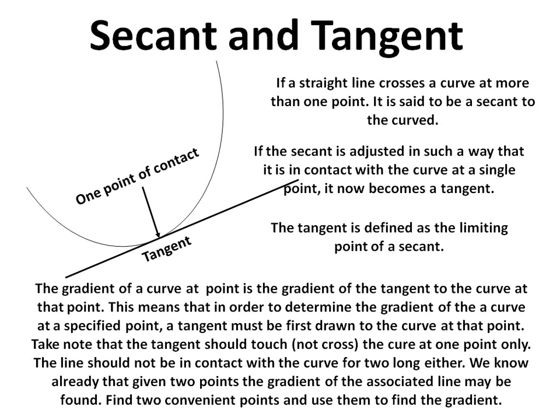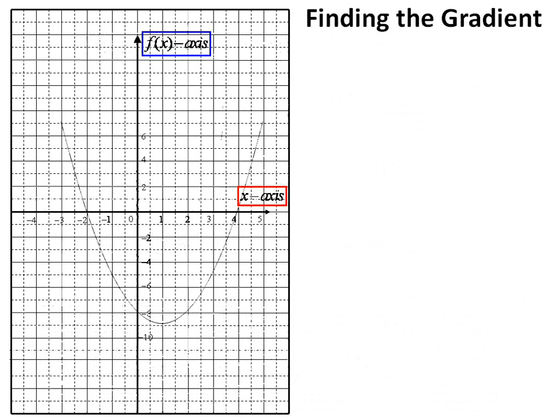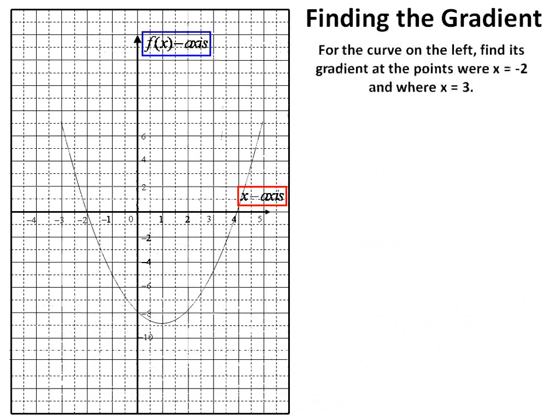We know already that given 2 points, the gradient of the associated line may be found. So find 2 convenient points and use them to find the gradient. So let's see how that is done practically. We have that curve on the left, and for that curve we are going to find the gradient at 2 points. We have the 2 points where x is equal to -2 and where x is equal to 3. So we are going to find the gradient of the curve where x is equal to -2.